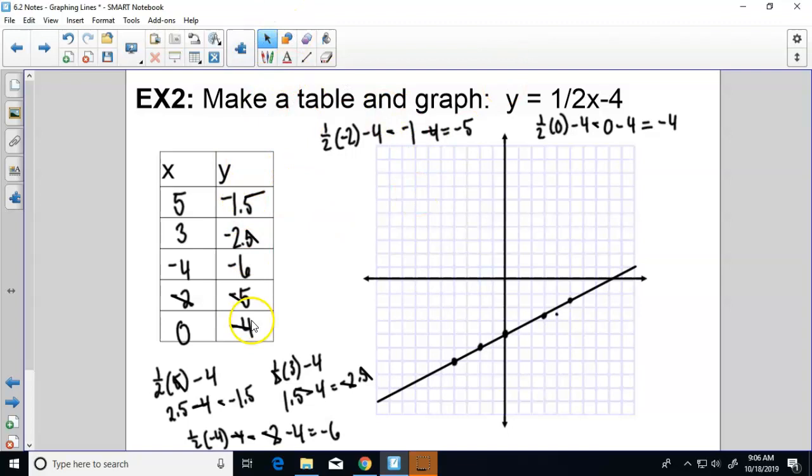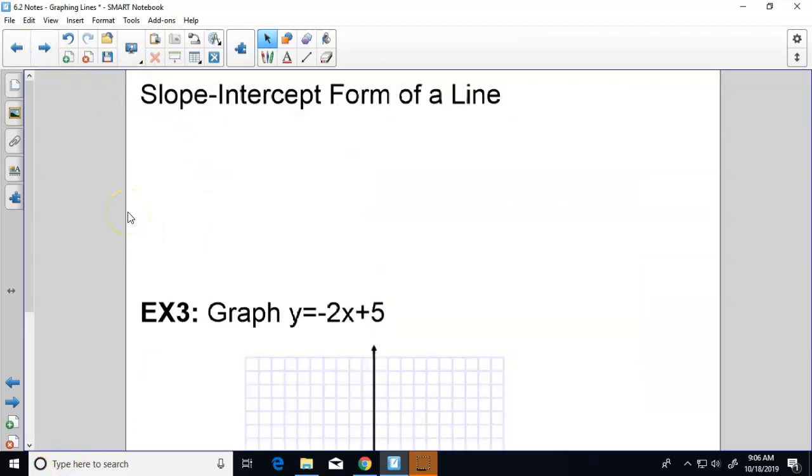So this takes forever. We've already spent 9 minutes and 14 seconds just graphing 2 problems. We'll probably finish the rest of the notes in 5 minutes, because the easiest way to graph a line is the slope-intercept form of a line.